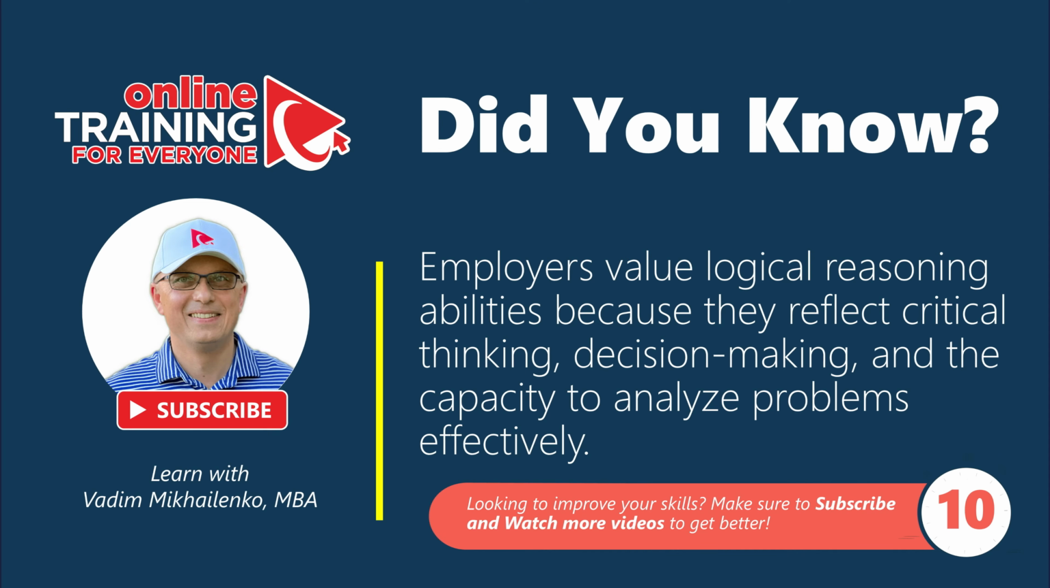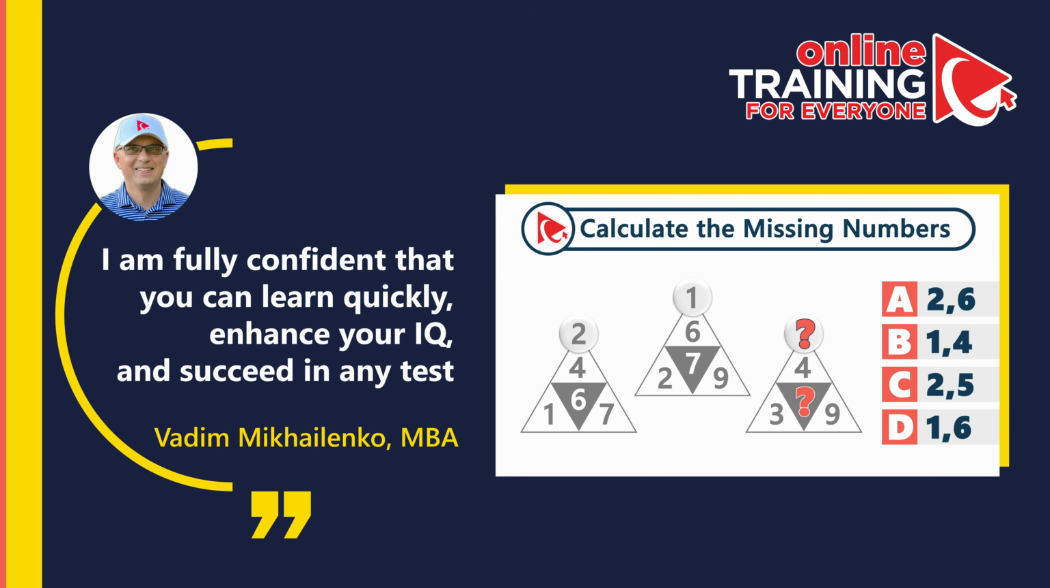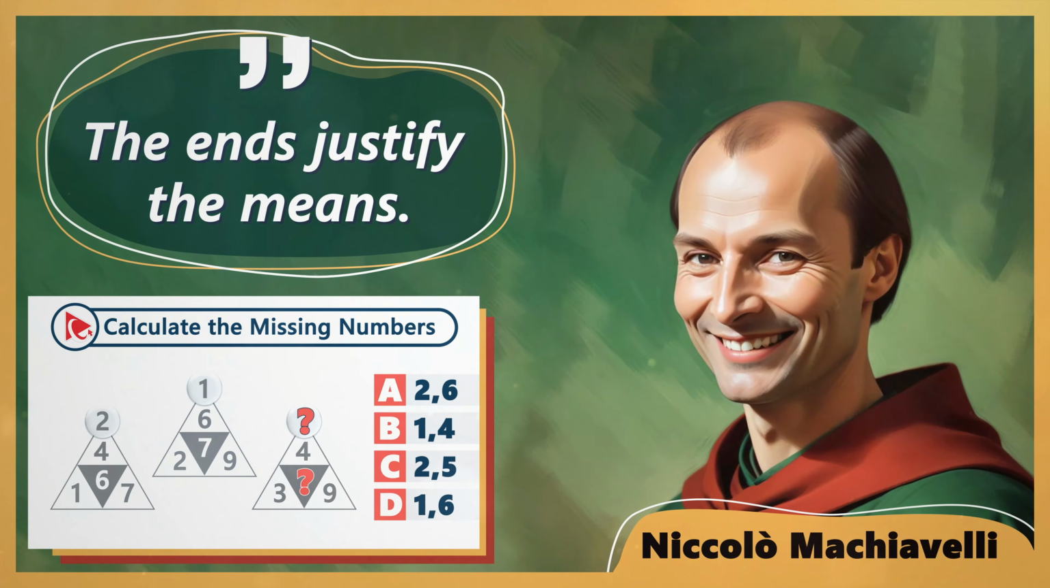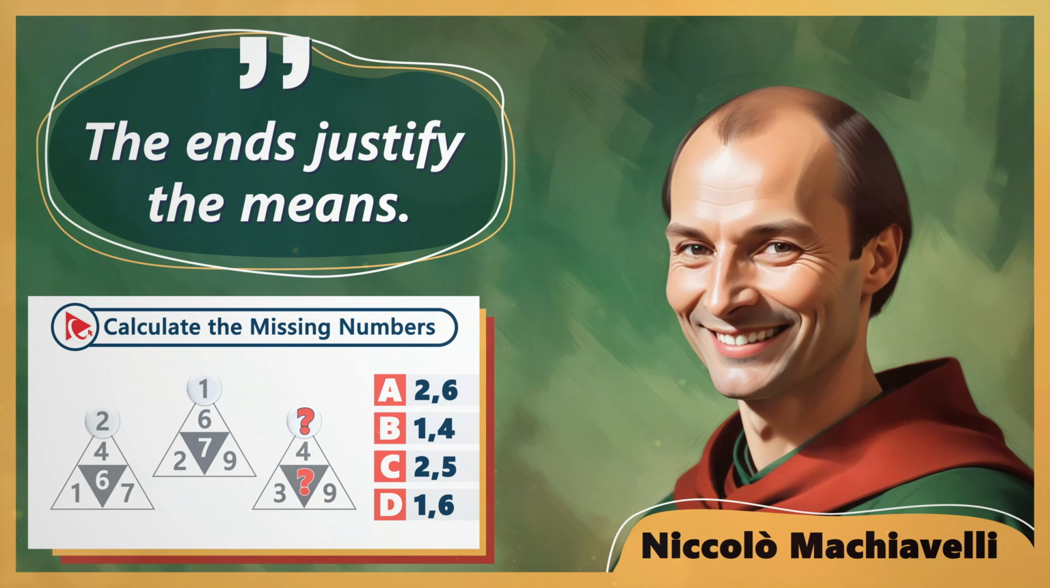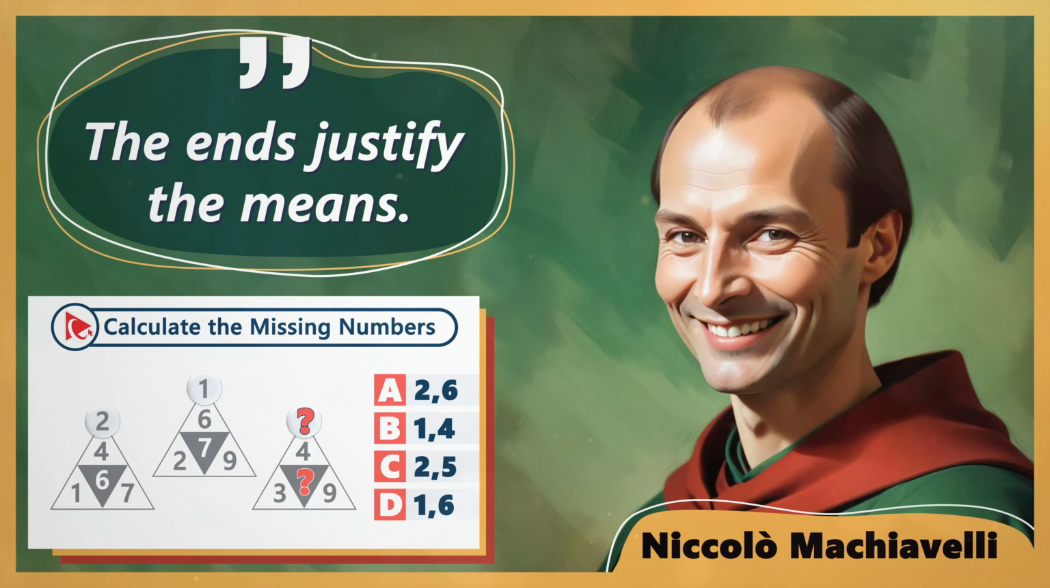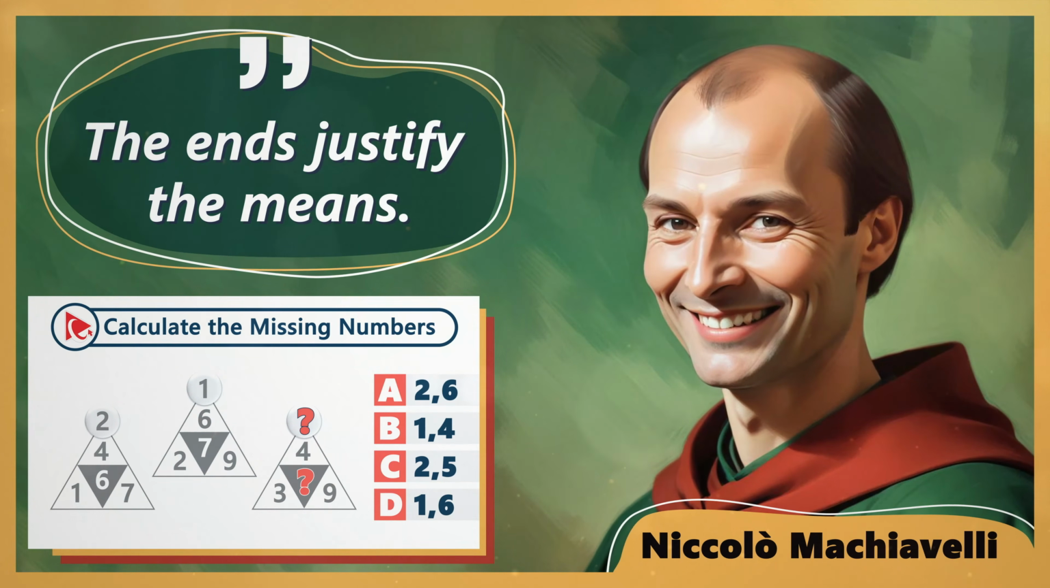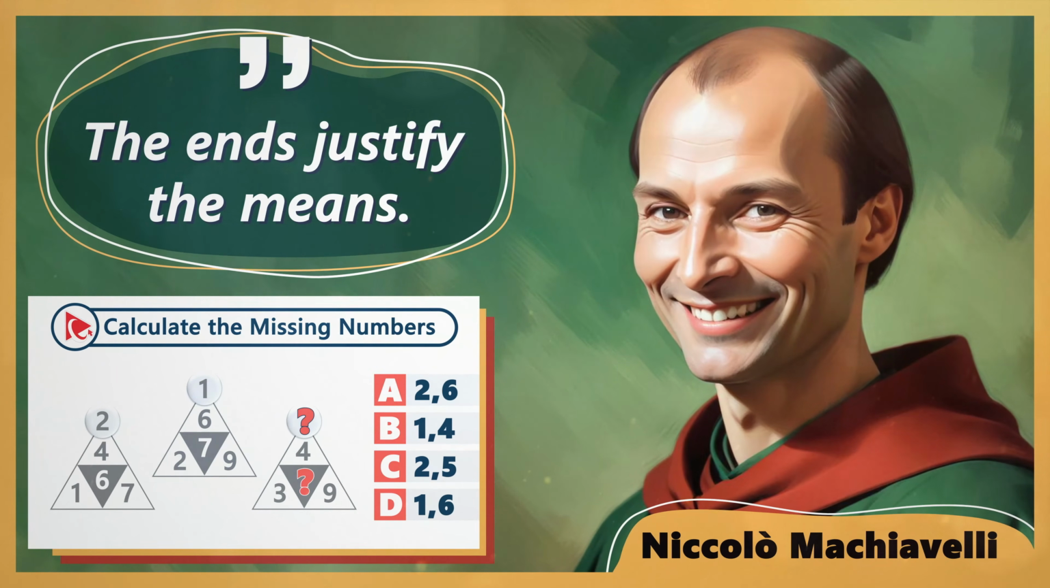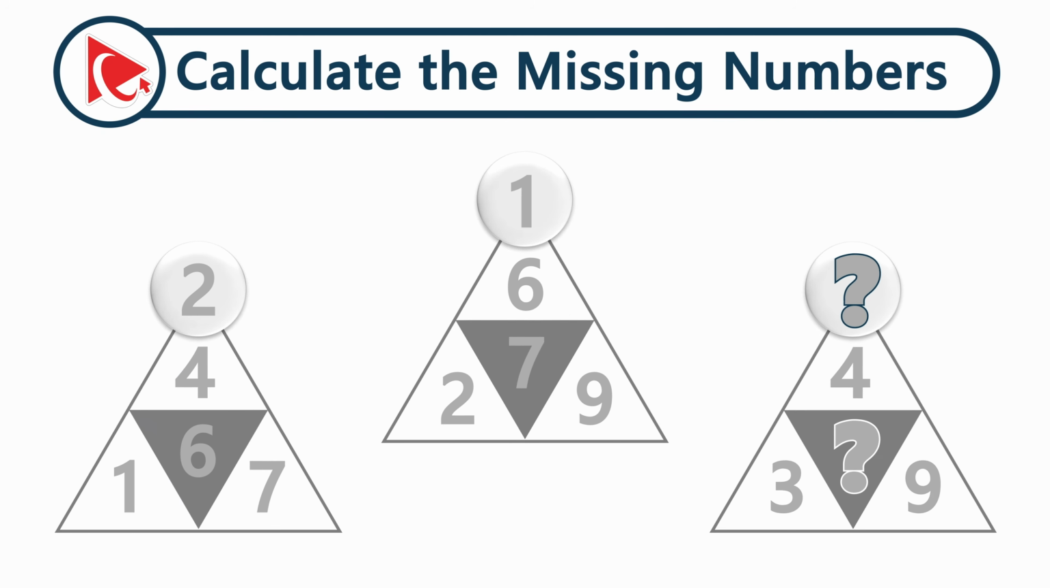To solve this question and succeed on the test, let's listen to Niccolò Machiavelli, who famously observed, "The ends justify the means." Always remember that we must be willing to challenge conventional approaches and think creatively to achieve the best possible outcomes. You're presented with 3 cool-looking triangles, which have a circle with the number on the top.